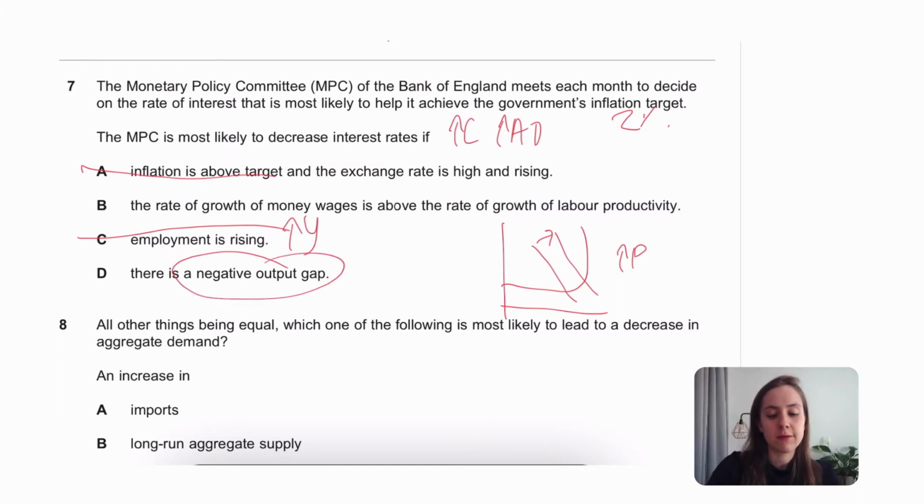That's the answer I'm looking for, negative output gap. So it's, in other words, a recession. If there's a recession, the output in the economy is very, very low, prices will be very low, and growth is very low. One of the functions of the Monetary Policy Committee is to achieve its inflation target, but also support the government's objectives of growth and stuff. So that seems really likely.